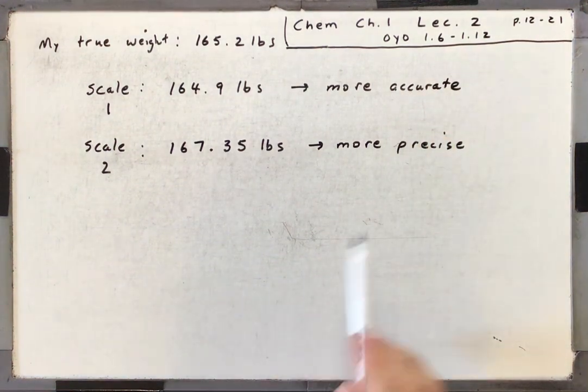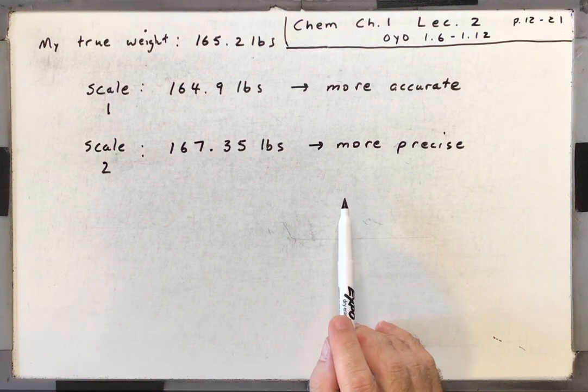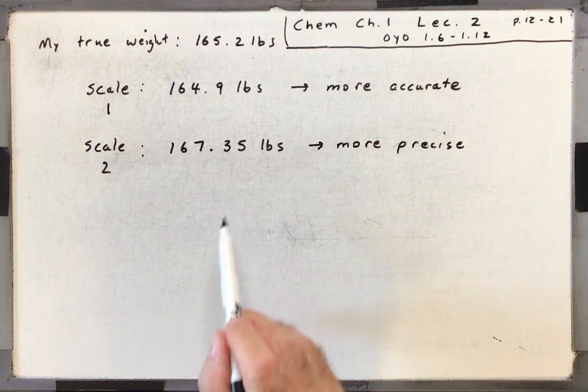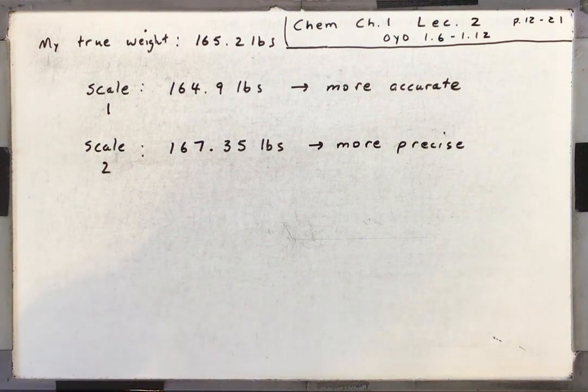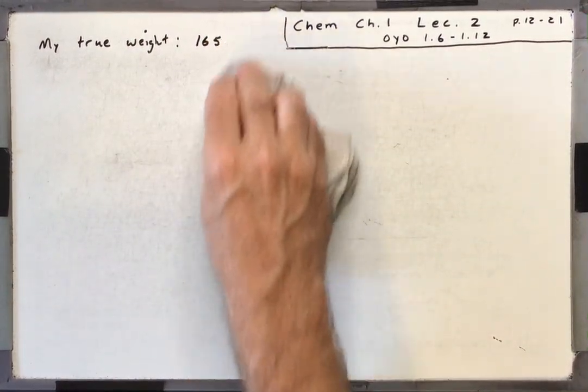All right, and I could have come up with a situation where the precise instrument was also the most accurate. But just because it goes out to more decimal places doesn't necessarily mean that it's more accurate. It could be, but it might not. So that's the difference between precision and accuracy.